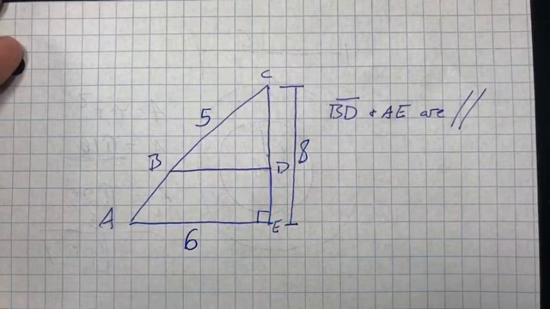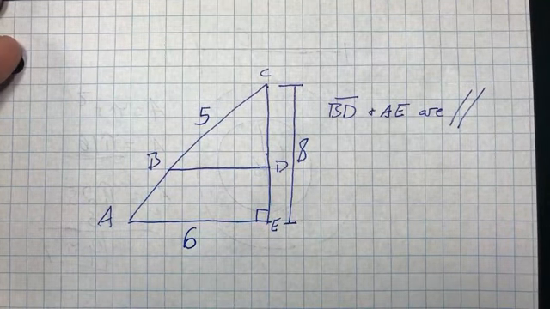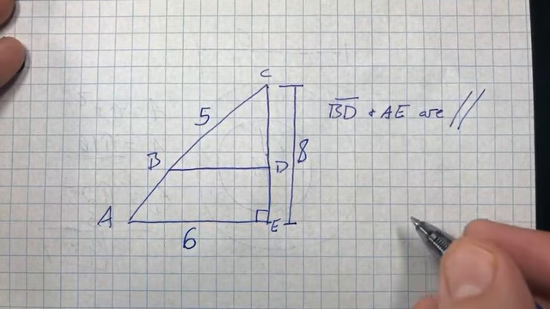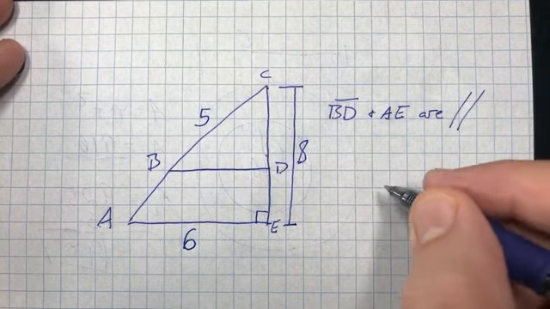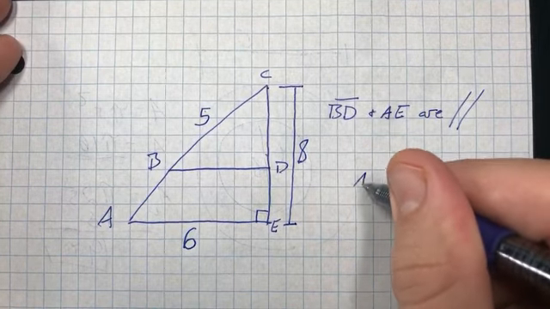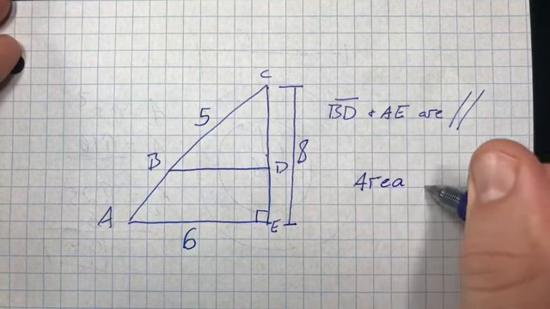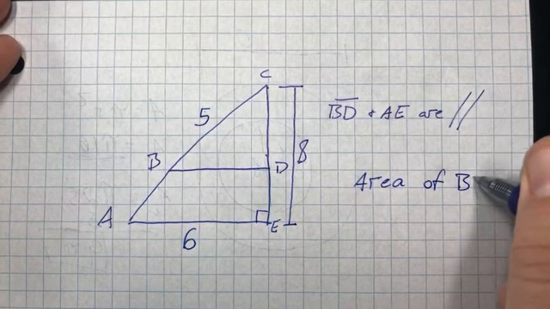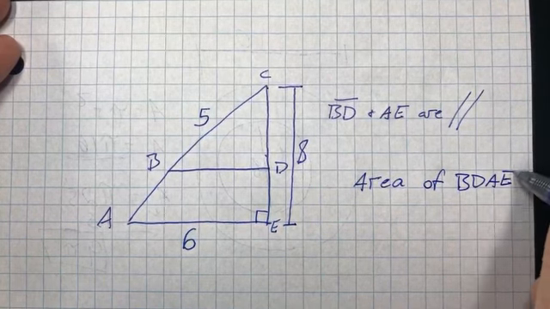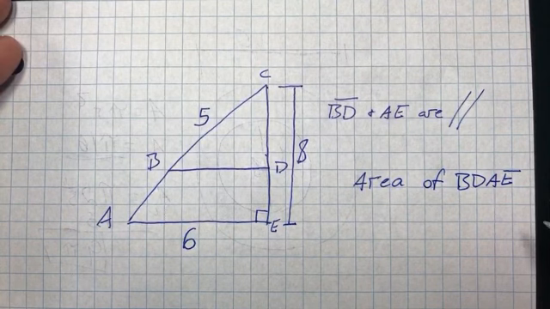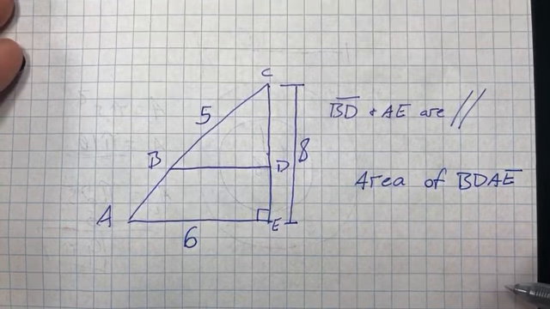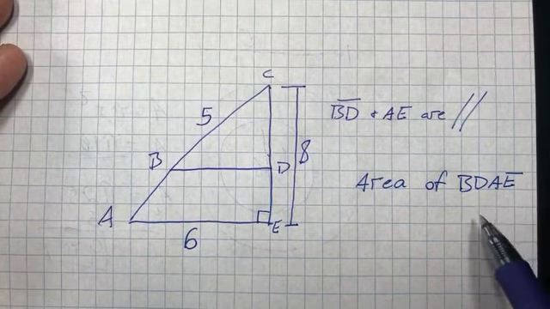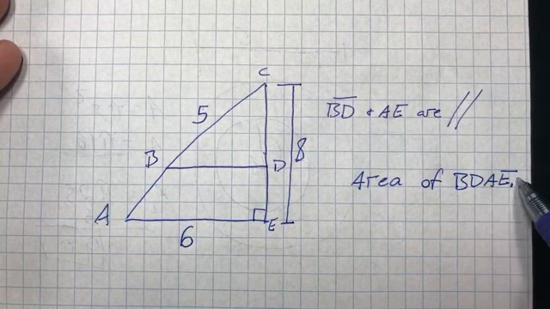Oh, what a beautiful problem. Look at that, dudes. What a beautiful problem. So, what I want to know is, this is a crazy hard problem of BDAE. Yeah. AB is 5. Okay, so I want to know the area of this, right?